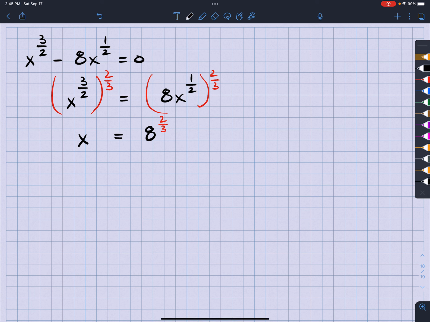And x to the 1/2 raised to the 2/3 power. Again, same thing: when I raise a power to a power, I multiply. But what is 8 to the 2/3?